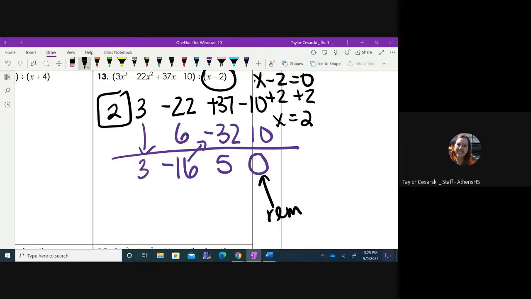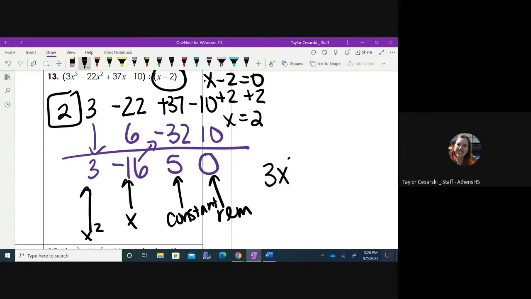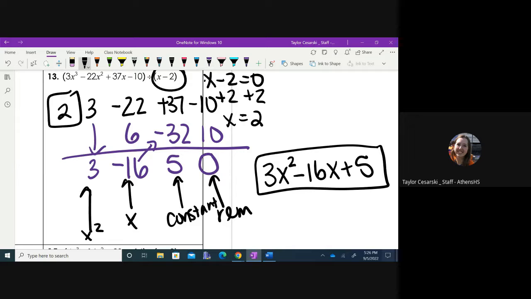Then it increases exponent from right to left. So this right here would be your constant. This would be your x, and this would be your x squared. If you had another term, that would just be x cubed. So it will look like 3x squared minus 16x plus 5. And there's no remainder, so I don't need to write that. We'll talk about in a second what happens if there is a remainder.